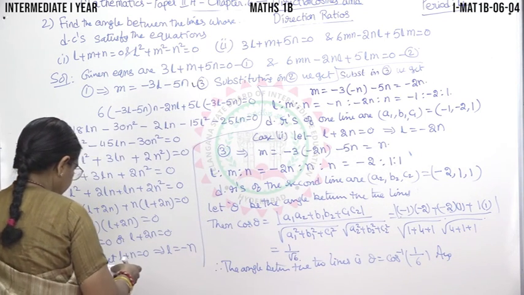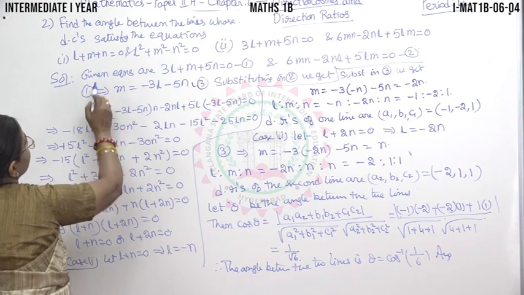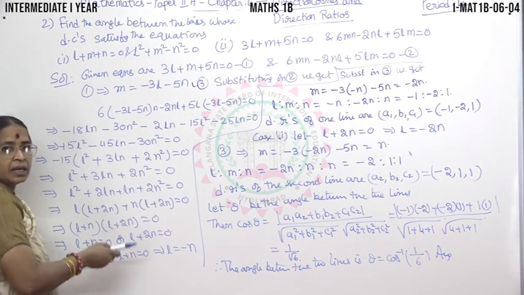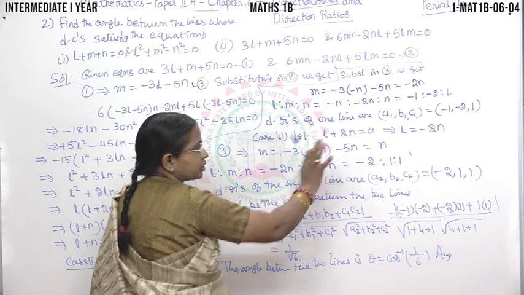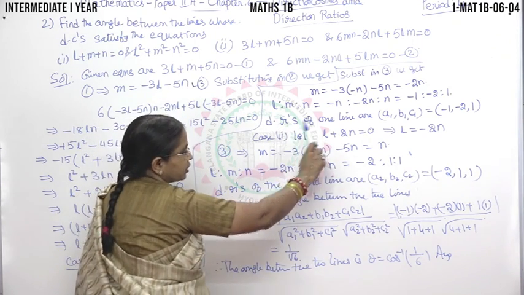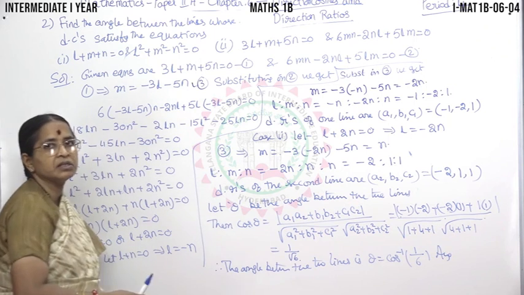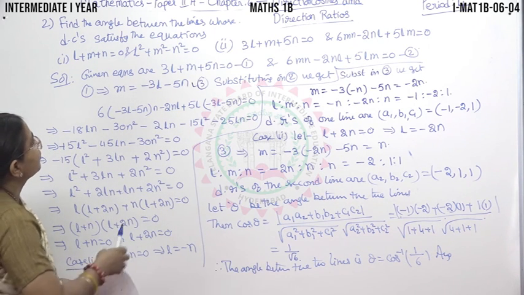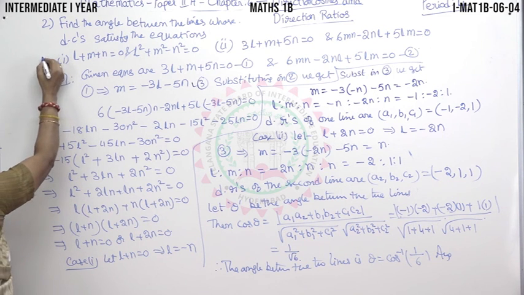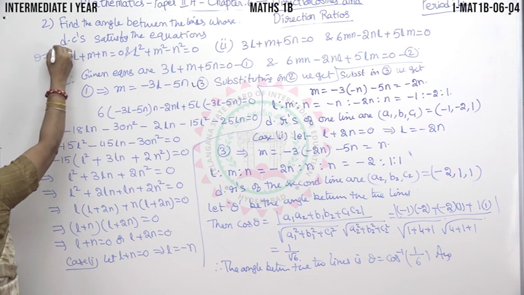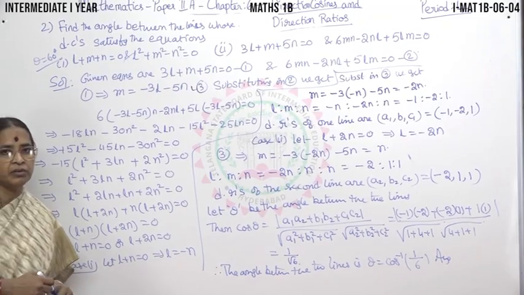Cos inverse of 1 by 6. Okay, so this is the procedure. Like in the earlier problem, you will find the direction ratios. Here direction ratios are enough. Direction ratios of first line, direction ratios of second line, and substitute. This problem is very, very important. And for the first problem, the answer is theta is equal to 60 degrees. Same procedure. I will continue in the next period.